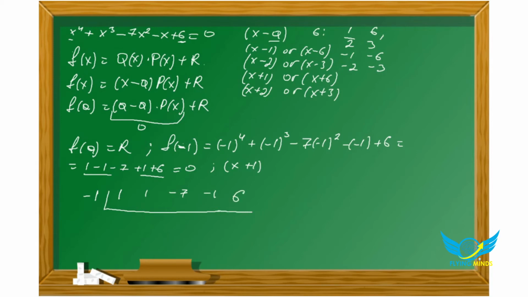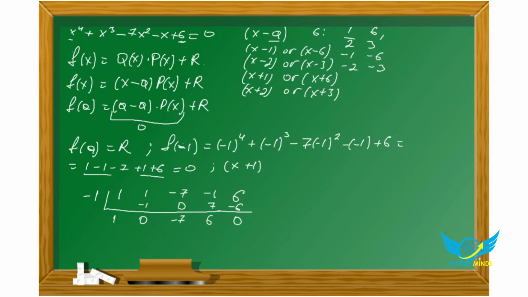We bring down the first coefficient, 1. Negative 1 times 1 is negative 1. We add, it's 0. 0 times negative 1 is 0. Negative 7 plus 0 is negative 7. Negative 1 times negative 7 is 7. Negative 1 plus 7 is 6. Negative 1 times 6 is negative 6. And 6 plus negative 6 is 0.